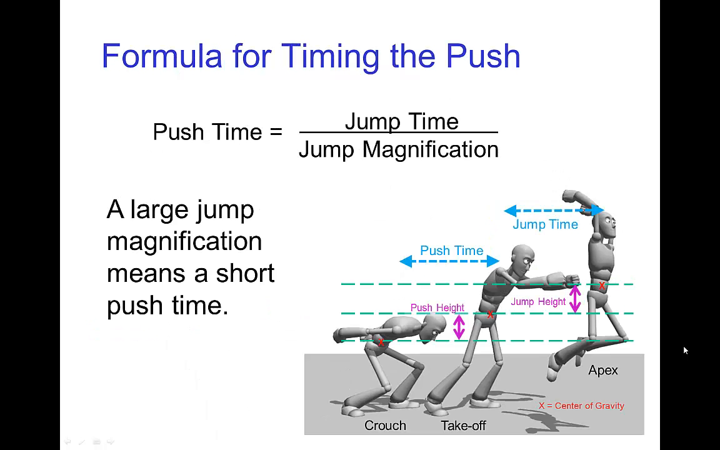Now, this jump magnification is important in deciding the timing of the push. In fact, the push time is the time in the air, the jump time, divided by jump magnification. So since we're dividing by the jump magnification, if we have a big jump magnification, that means there's a short push time. The character pushes off in a very short time. That's necessary if the jump magnification is very big.